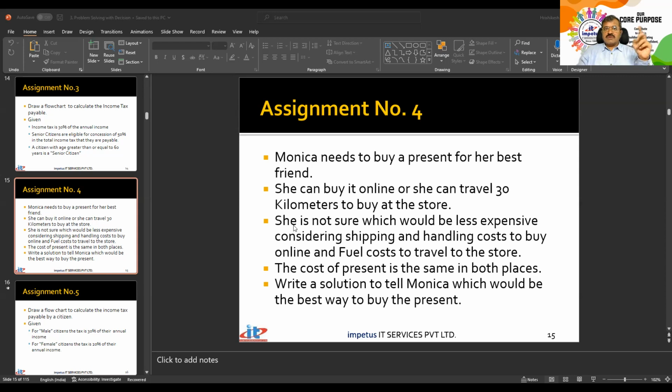But she is not very sure which would be less expensive, considering the shipping and the handling cost to buy online. If you're buying online, there is a transportation cost and a handling cost. But if you go to the store, there is a fuel cost involved. The cost of the present is the same whether you buy online or by visiting the store. So we need to help Monica decide the best way to buy the present. That was the problem statement. Let's see how Ashish has solved this particular example.